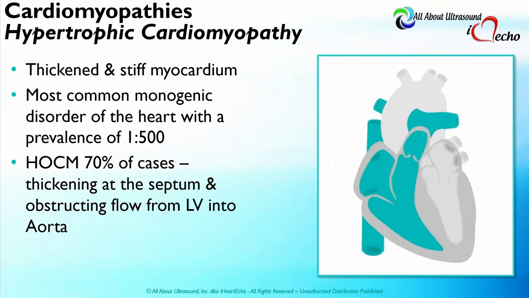So hypertrophic cardiomyopathy is where we have a thickened and stiff myocardium. It is the most common genetic disorder, with a prevalence of 1 in 500. This is where we have patients who drop dead on the field sometimes, unfortunately. So HOCM is where that really impacts that scenario. HOCM is hypertrophic obstructive cardiomyopathy. We can have hypertrophic cardiomyopathy that doesn't obstruct the outflow from the ventricle, but with HOCM, it actually obstructs the outflow.